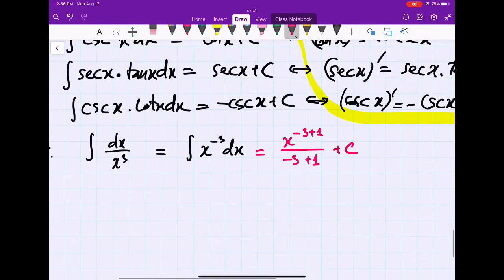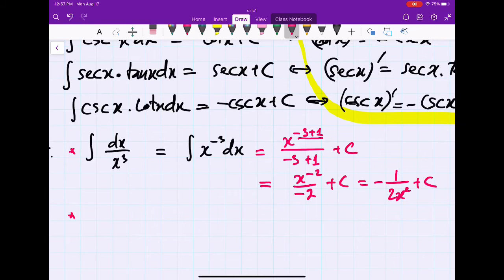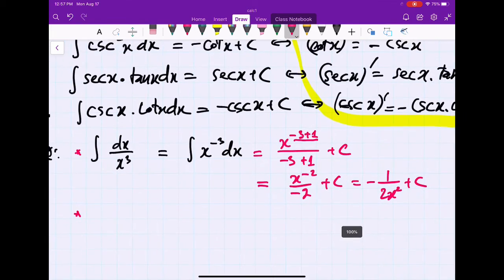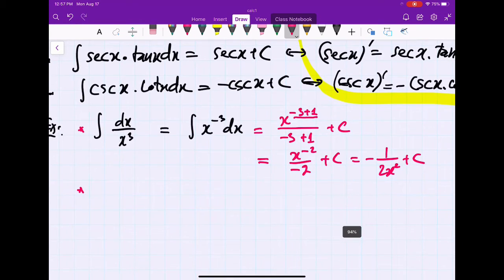Don't forget that when you differentiate, you decrease the power by one unit and you take the power down. But in this case, you divide by that number, and you have to increase the power by 1. So basically that is x to negative 2 over negative 2 plus c. That is negative 1 over 2x squared plus c. The only way to learn this topic well is just to practice a lot.